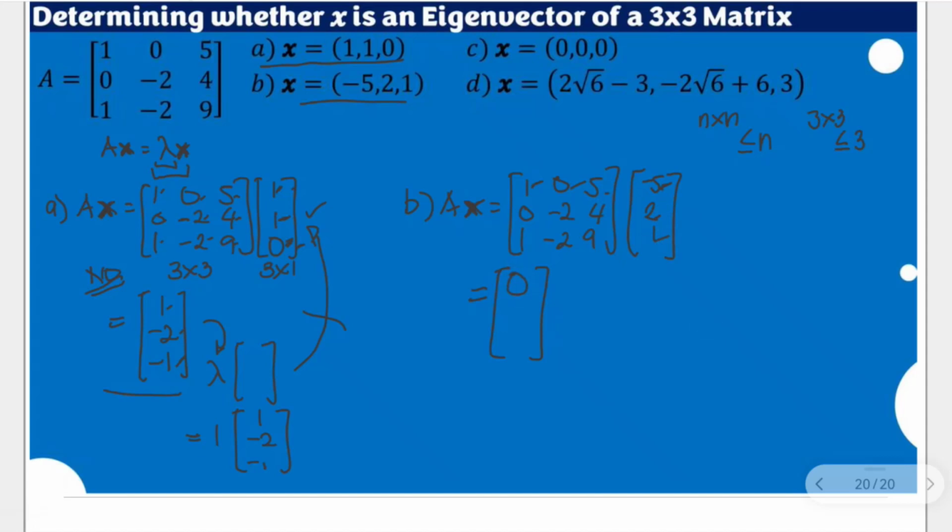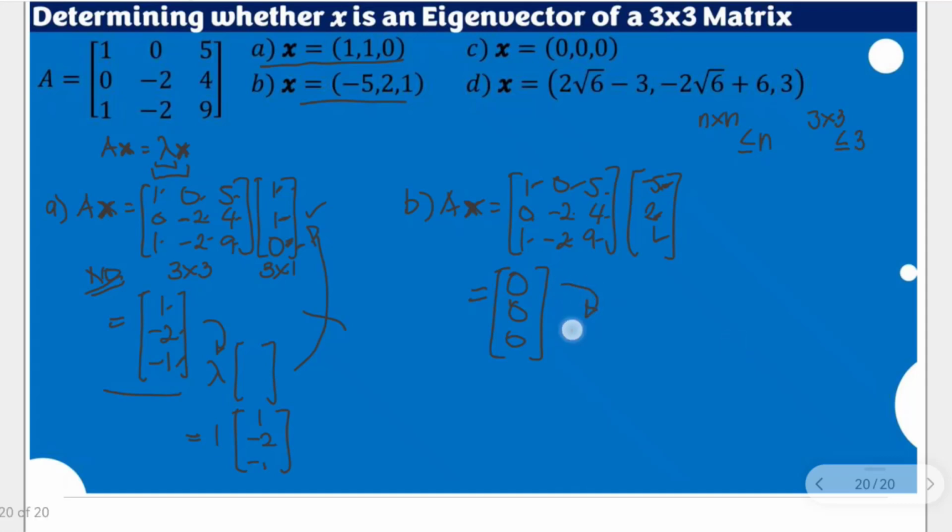Okay. Next, you have 0 times negative 5 is 0. Negative 2 times 2 is negative 4. 4 times 1 is 4, so that's 0. And then next, you will have 1 times negative 5 is negative 5. Negative 2 times 2 is negative 4. 9 times 1 is 9. Negative 5, negative 4, 9 is also 0. Notice here that our result is a vector with entries 0, 0, 0.